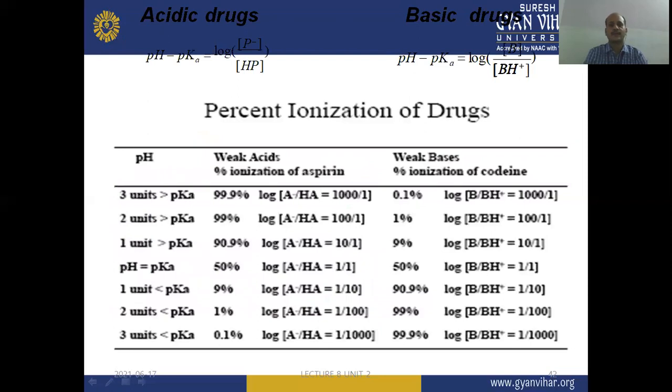Now, when we take the example of percent ionization of drugs, we can find the percentage ionization of different weak acids and weak bases at a particular pH. So this is all about the percent ionization of different drugs at different pH.